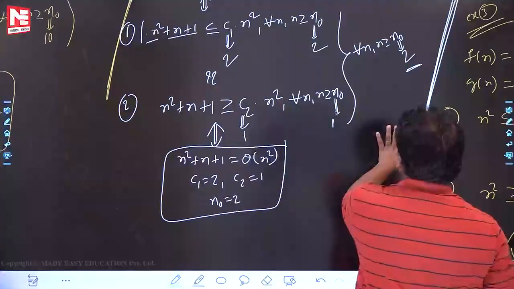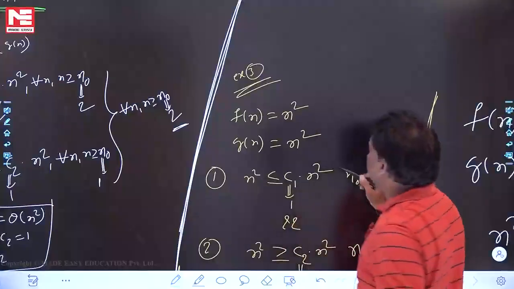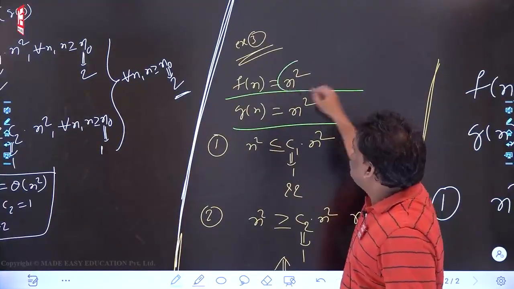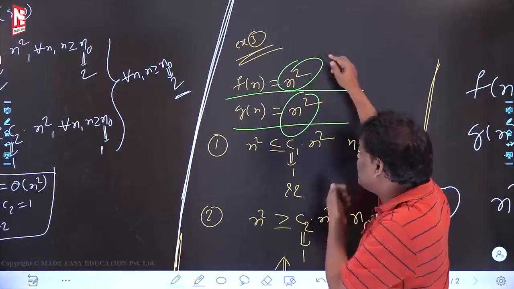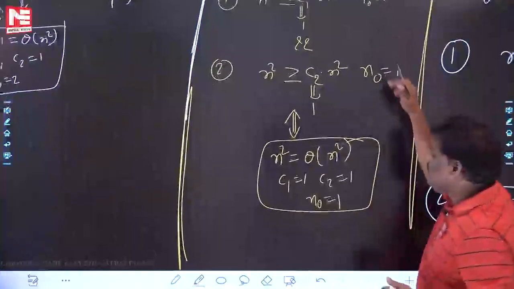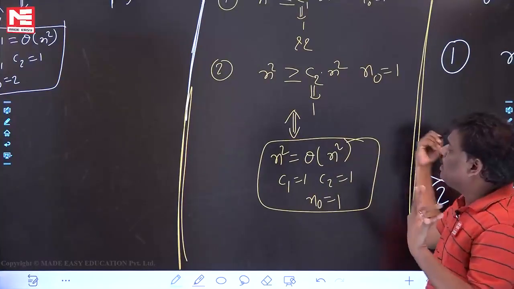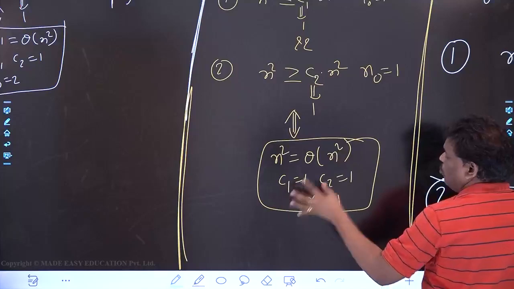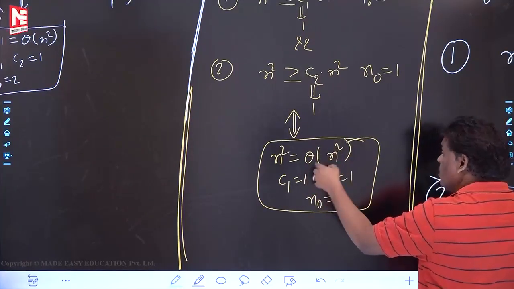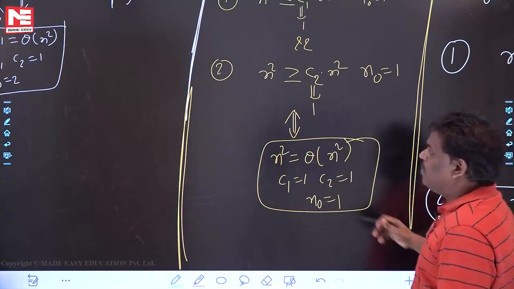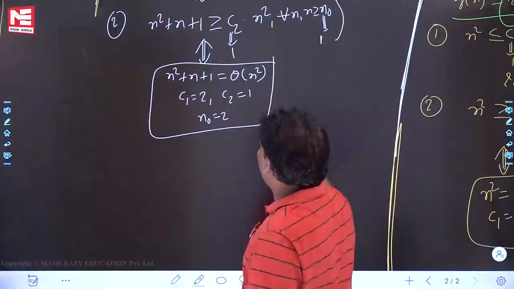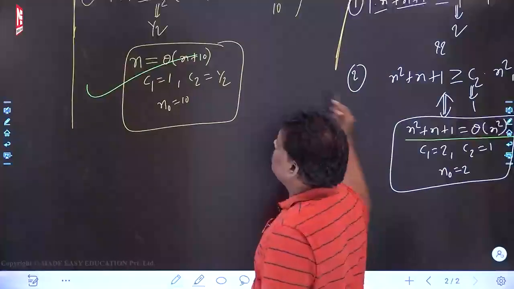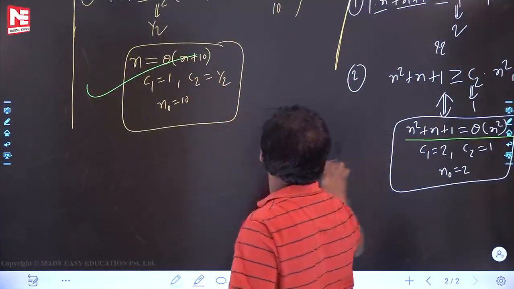Theta means asymptotically equal. Come here now. See this one. F of n is n square, g of n is n square. Bigger function same. Not only that, exactly same. So this is asymptotically equal, mathematically equal also, because there is no difference at all. Both are exactly the same, as it is. But this problem, see this one. Asymptotically equal, but mathematically not equal.